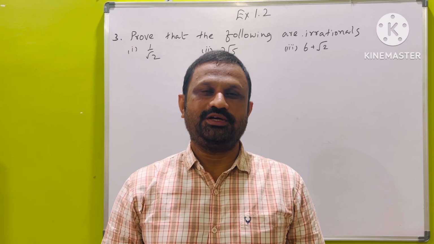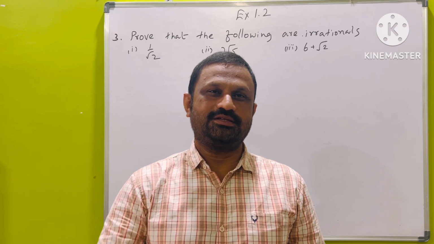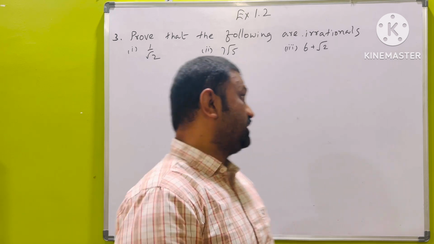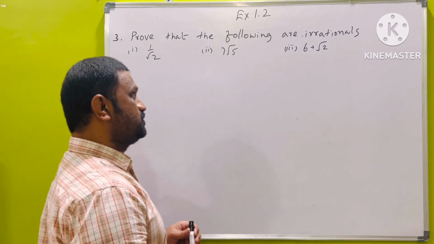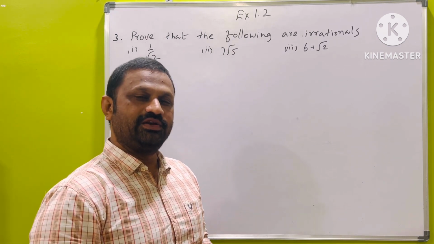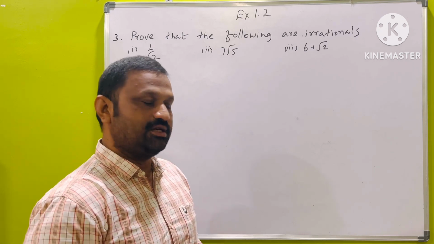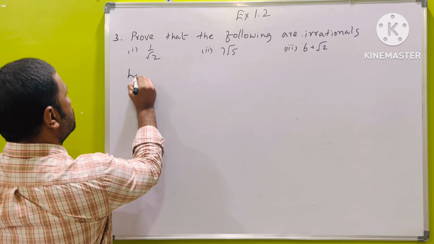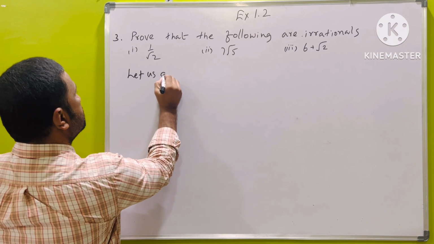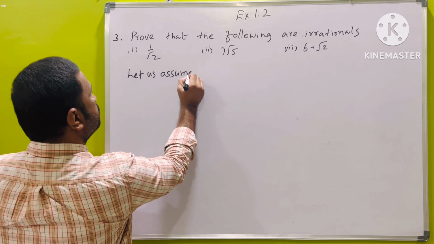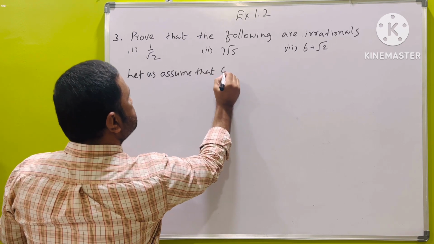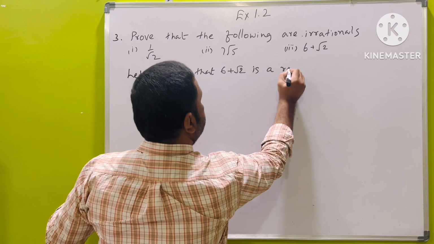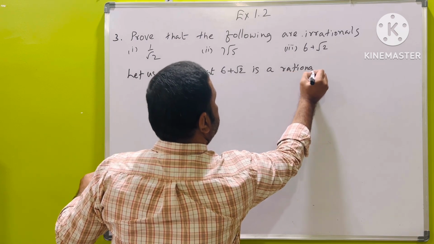Students, we solved the third bit of question number 3. This is the last question and last bit of exercise 1.2. Let us prove 6 plus root 2 is an irrational number. We will prove it using the contradiction method. Let us assume that 6 plus root 2 is a rational number.